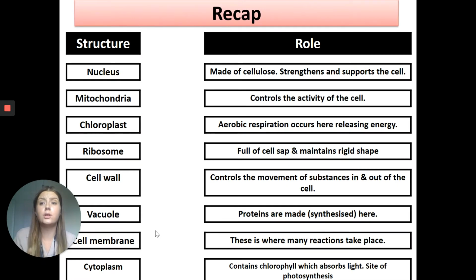Okay, so first of all, I'd like to do this little recap activity. Now, if you've watched the other 2 videos, you'll have seen this before. The idea is that as time goes on, we get quicker and we get better and more accurate at doing this. So if you can have a go now, pause the video and pair up the structures with their roles. If there's any that you're not quite sure of, just put a little star until we go through it.